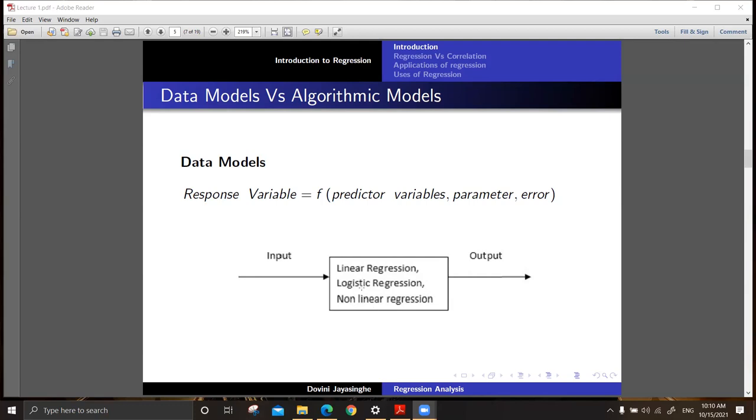Logistic regression comes when your response variable has two categories. For example, yes/no questions. Y can be either yes or no. So things like that go under logistic regression. So here within regression analysis, we discuss linear regression.